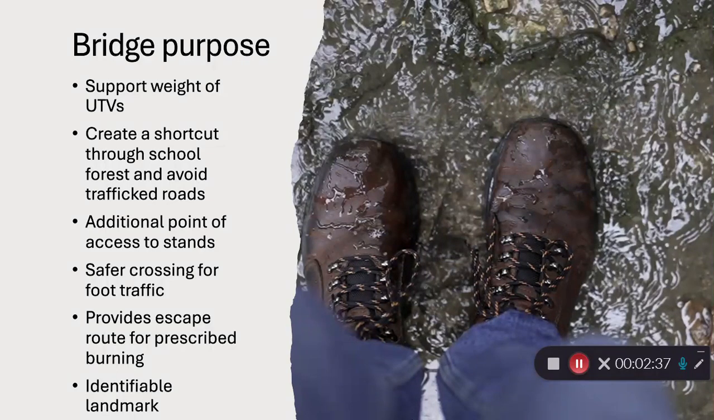It also provides a nice escape route, for example during prescribed burning, or just eases the access you can get from one side of the stream to the other. It can also serve as an identifiable landmark within the Christmas Tree Tract, since it'd be the only bridge in that southern portion of the tract, and be easily identifiable and a nice gathering point.